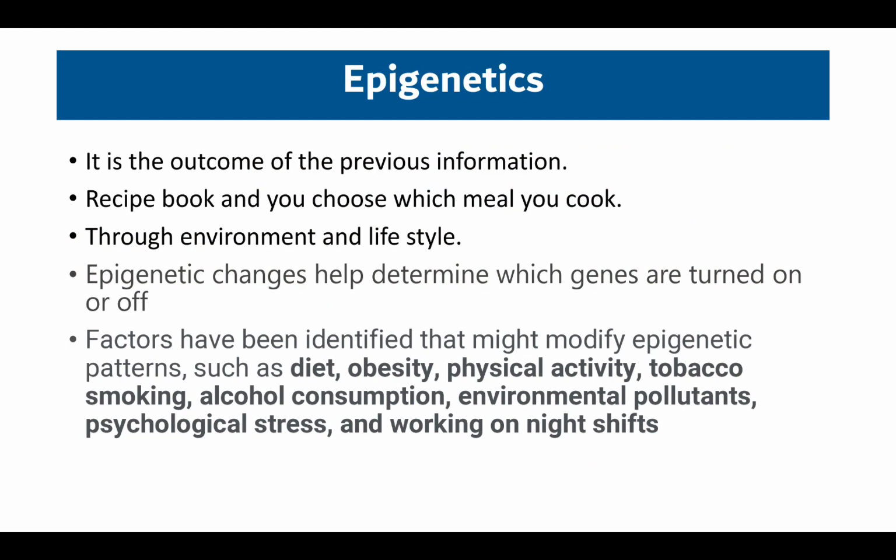Now we will come to the area of epigenetics. Epigenetics means if you have, for example, a recipe book, a book which contains the prescription for how to make a meal, you can select from this recipe book which recipe you need to use in order to make a meal. And for example, you can make 100 different meals from few recipes.